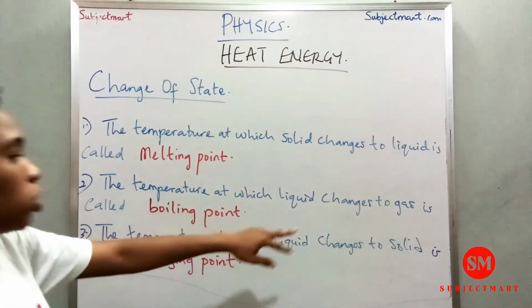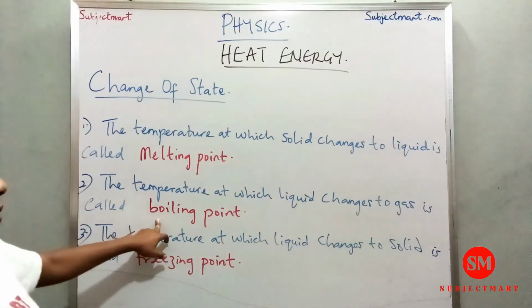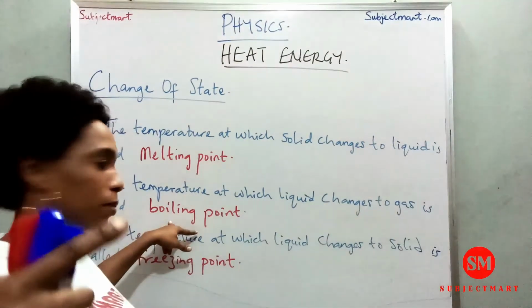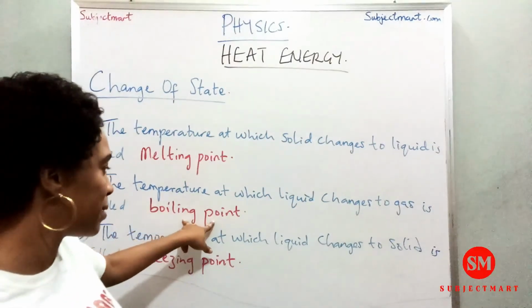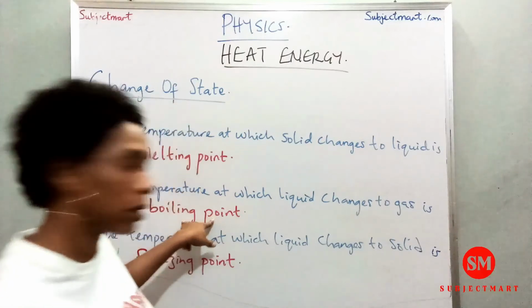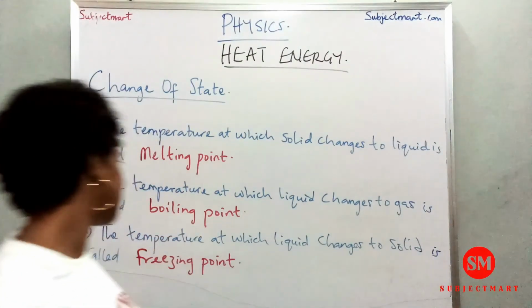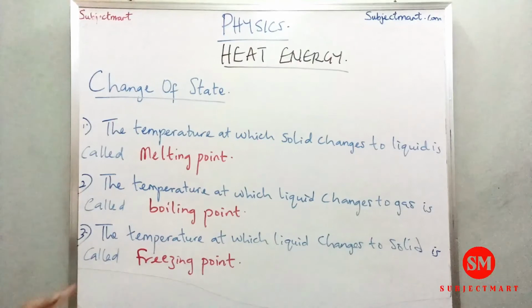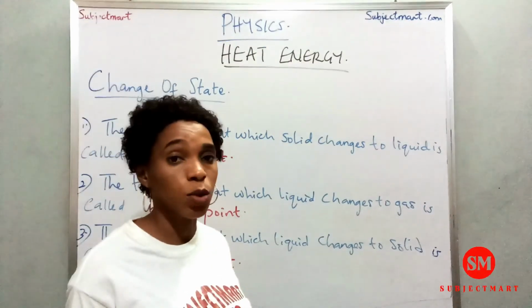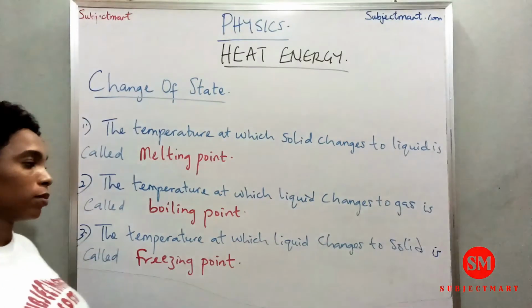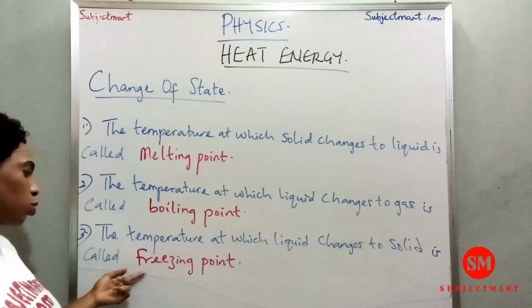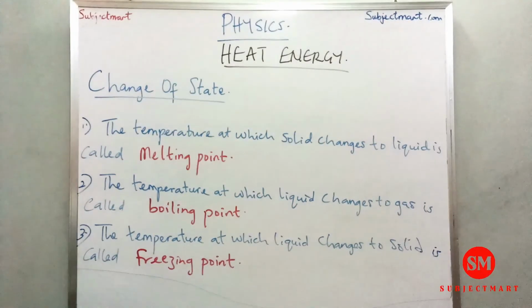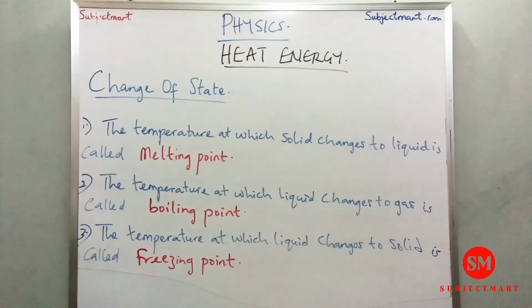Secondly, the temperature at which liquid changes to gas is called boiling point. That happens in the case of water. When your water is already boiling, it's changing to steam, to vapor. So at that point, the temperature remains 100 degrees C. The temperature is constant. And then lastly, the temperature at which liquid changes to solid is called freezing point. So when water in the liquid form is changing to solid, that's ice block, that temperature is called the freezing point. So very importantly, I'm going to repeat it again, that during change of state, temperature is constant.